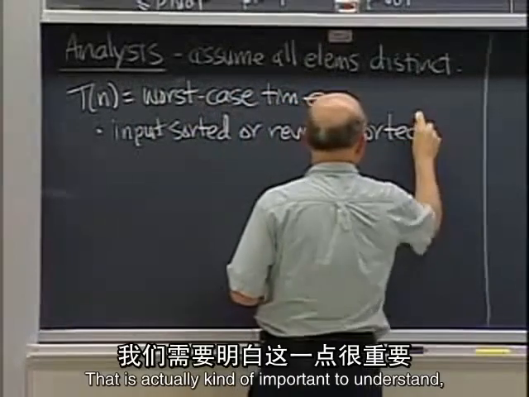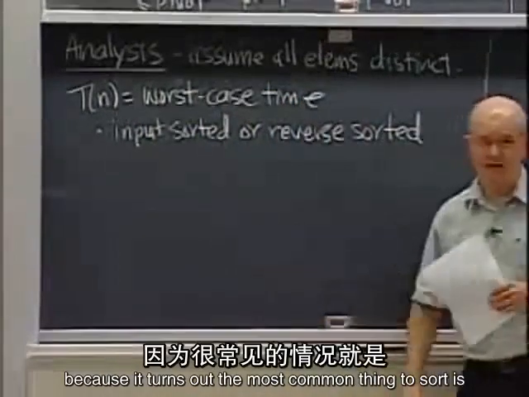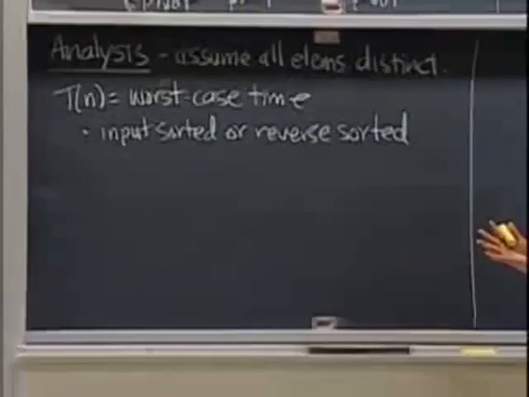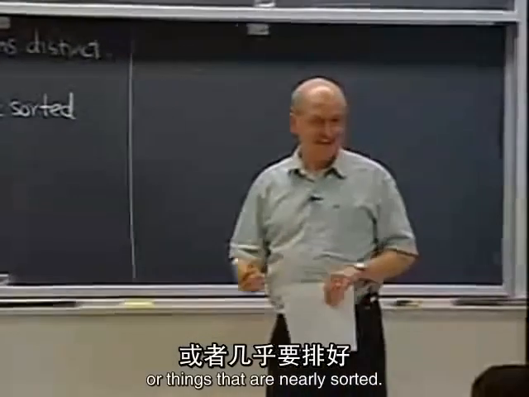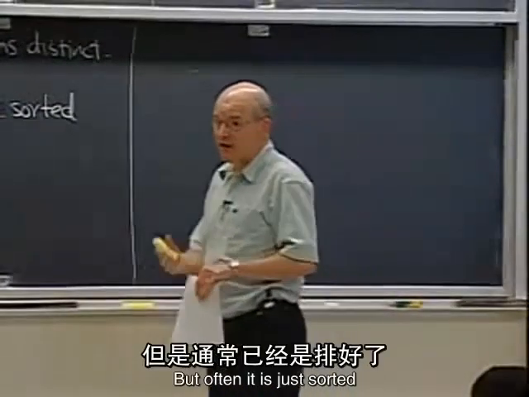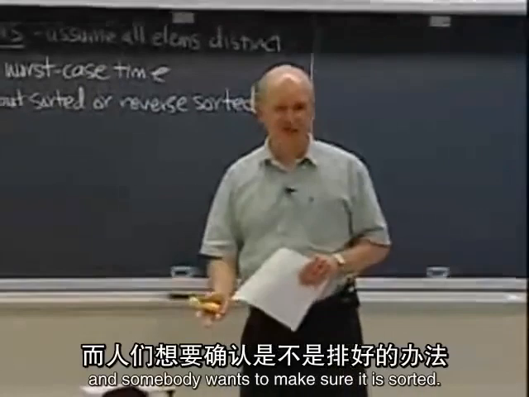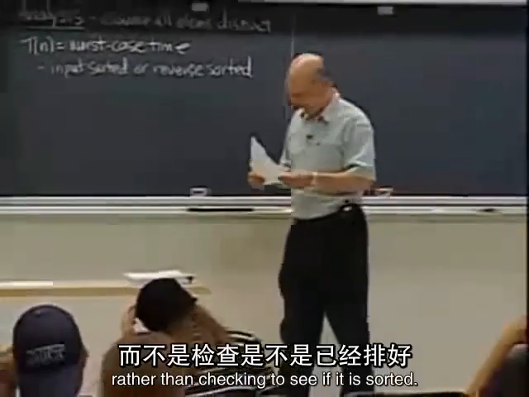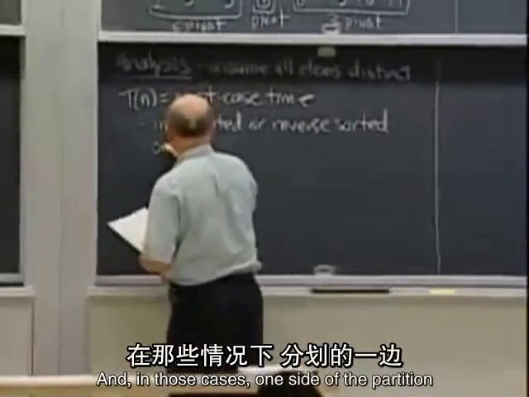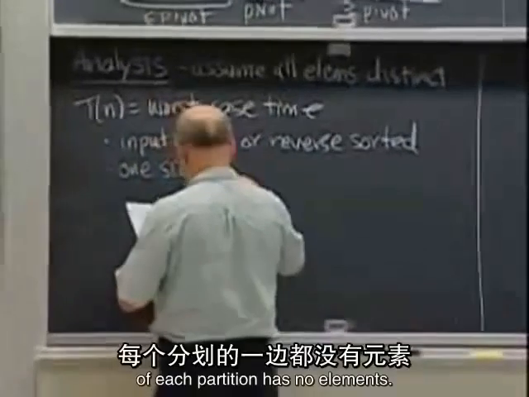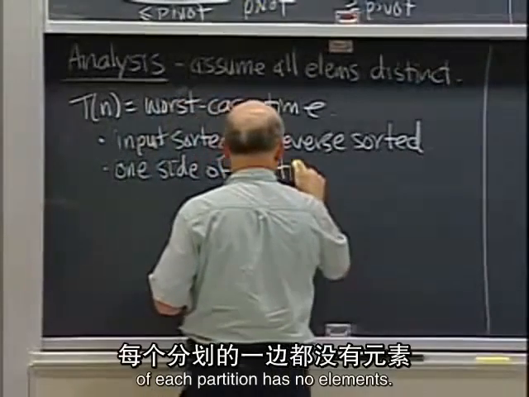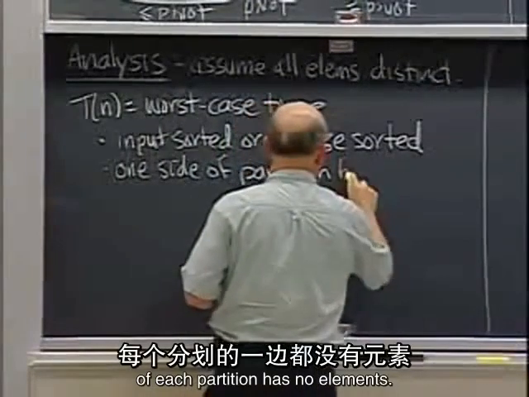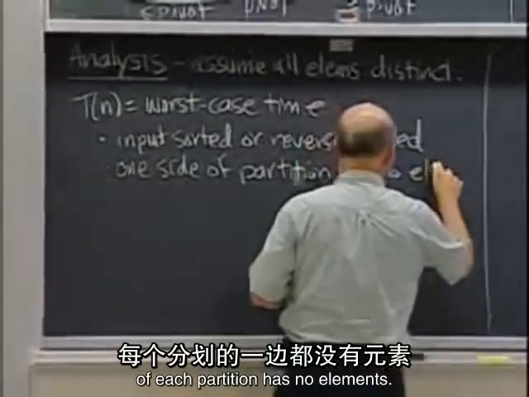That's actually kind of important to understand, because it turns out the most common thing to sort is something that's already sorted. Okay, surprisingly. Or things that are nearly sorted. But often somebody wants to make sure it's sorted. Well, let's just sort it again rather than checking to see if it's sorted. Okay? And in those cases, one side of each partition has no elements.